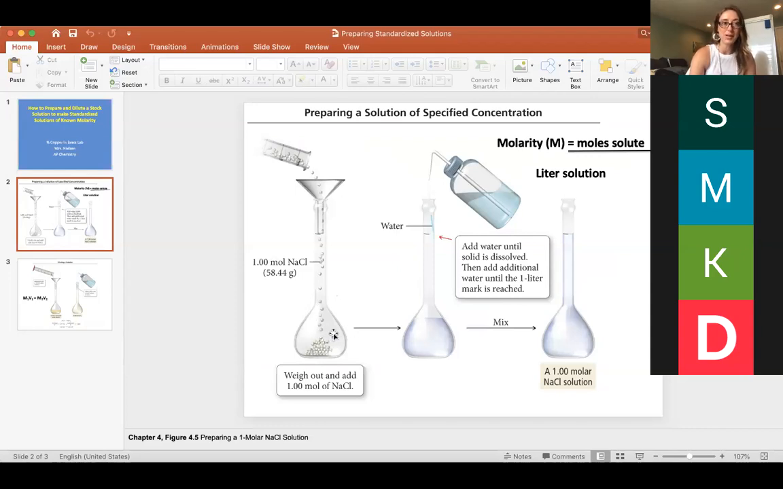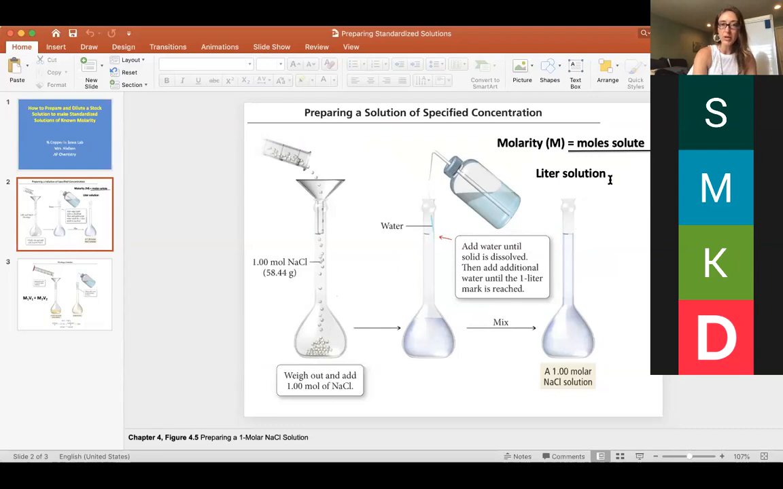And the volumetric flask is the best for making solutions. There's only 1 line on it. It's only for a particular volume. There's only 1 line on the volumetric flask, and it's super duper precise and accurate for that particular measurement.